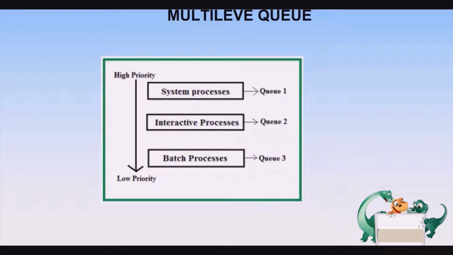Now considering this figure, all three different types of processes have their own queue. Each queue has its own scheduling algorithm. For example, Q1 here uses round robin, and Q2 maybe also uses round robin, while Q3 uses the first come first serve CPU scheduling algorithm. Alright.